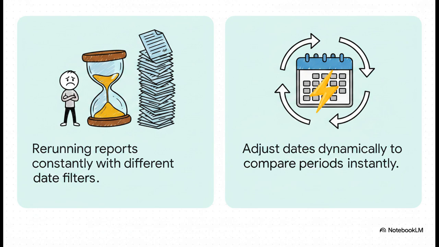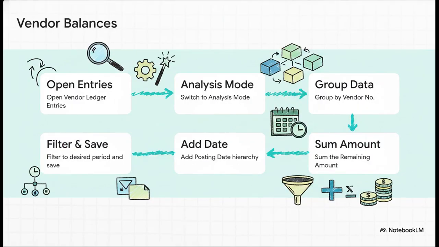The new way, though, completely eliminates that. It lets us adjust dates dynamically and compare different periods instantly. And the best part? You never have to stare at a loading screen again. Here is how we build it. First, open up those vendor ledger entries and go ahead and activate analysis mode. You'll want to group by vendor number and sum up the remaining amount.